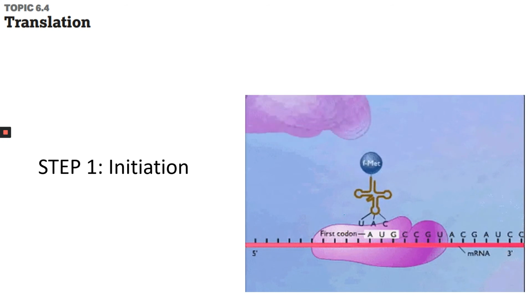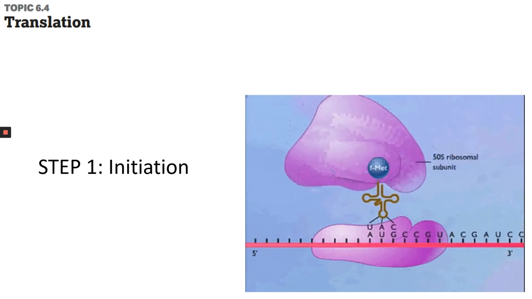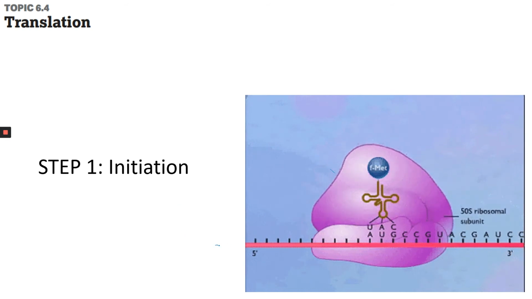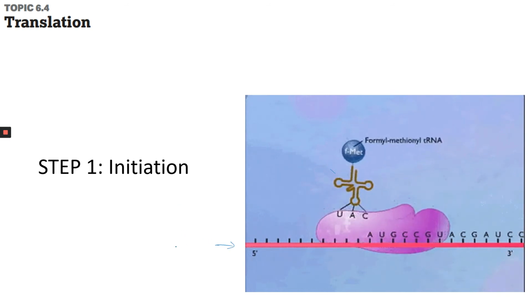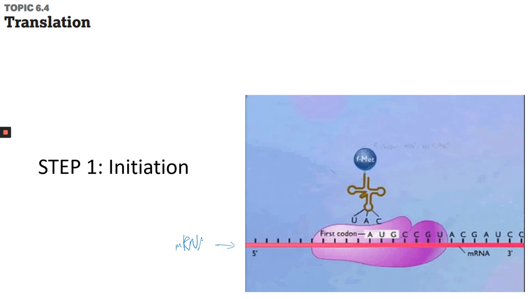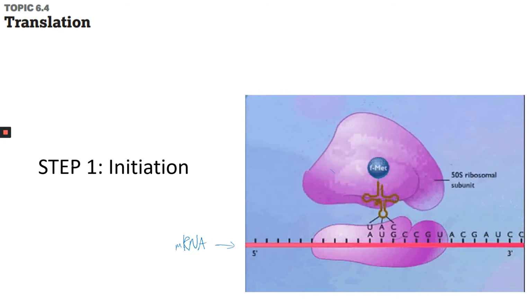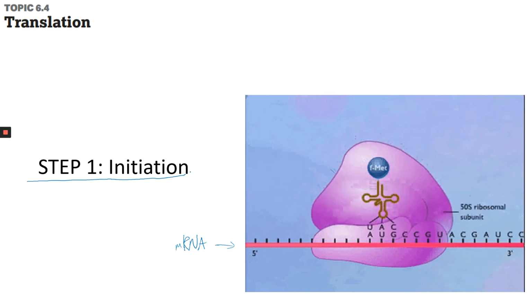This is where we have the 30S subunit and the 50S ribosomal subunit connect. And this red strand right here, this is our mRNA molecule. It's just going to show this over and over again. This first step is called initiation.